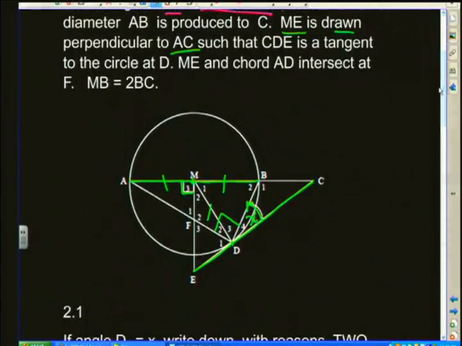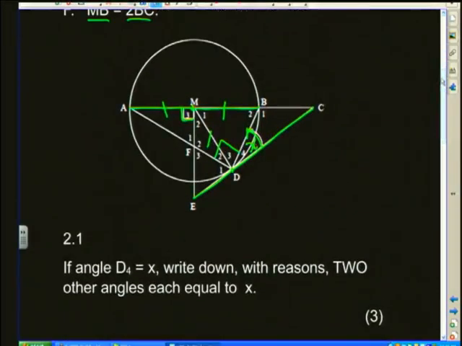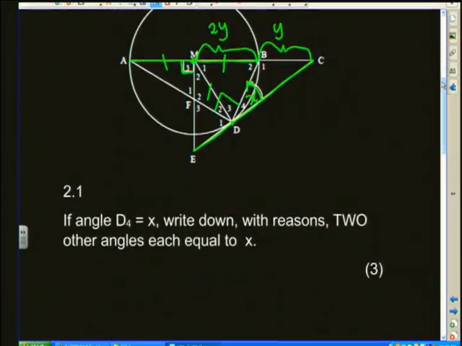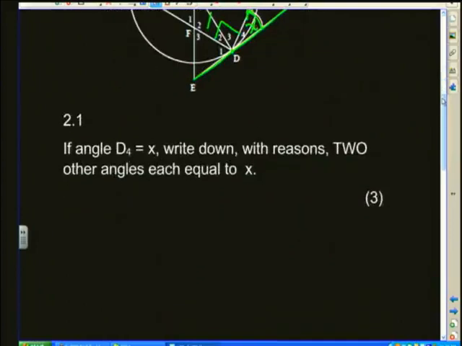And they say ME and chord AD intersect at F such that MB is equal to 2 times BC. So this is what they're saying here. MB, which is this radius here, is twice the length of BC. So if, for example, we said the length of BC was y, then MB would be 2y. We just keep that as information that we're going to refer to later on. Now let's have a look at the first question.